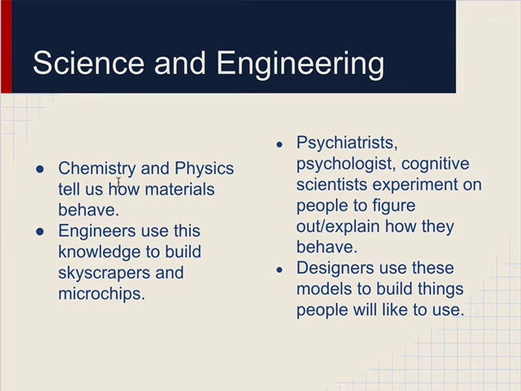So you have chemistry and physics that tell us how materials work, and engineers use that to make skyscrapers. In terms of software, we can think of psychiatrists, psychologists, cognitive scientists, and all these people who are doing experiments on people, figuring out what they find more natural, more easy to use. And they publish all these papers on reaction times, on how people's attention varies, etc. And then the designers come in, read those papers, and use them to build better interfaces, user interfaces. So this is sort of the science.